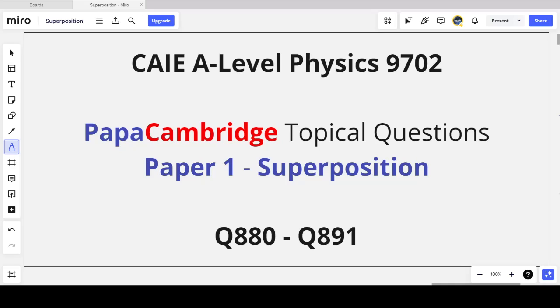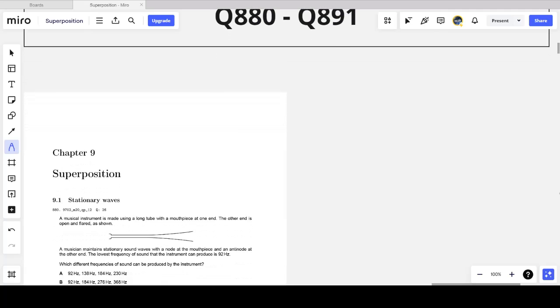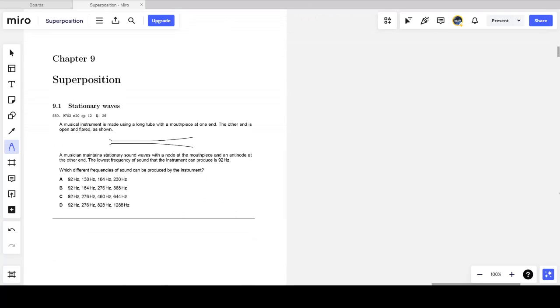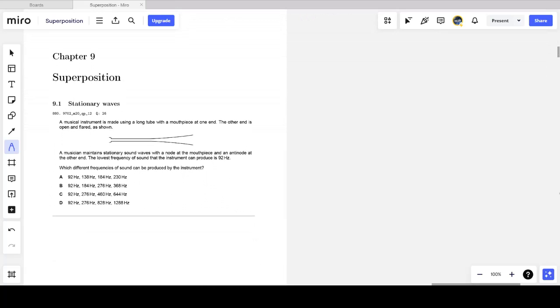Today we're going to be looking at questions 880 through 891, and these are going to be based on stationary waves. Now, the first question is 880. It's from the March 2020 exam. It's question paper 1, variant 2, and it's question 26 from that paper.